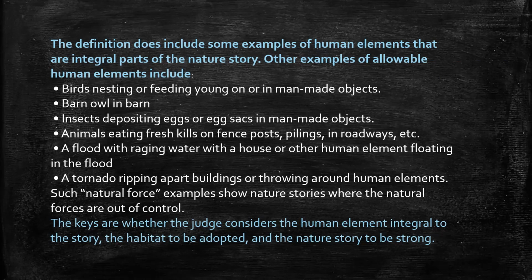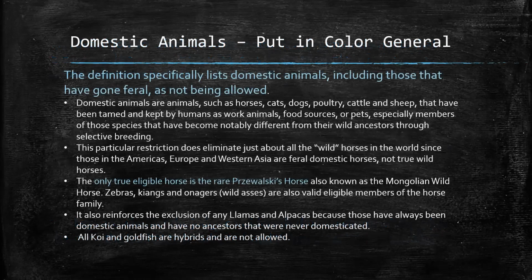So those are acceptable. The keys are whether the judge considers the human element integral to the story, the habitat to be adopted, and the nature story to be strong. So the ospreys that like to have their nests in the tops of buildings, if mom osprey is feeding the babies and the building is in the background, that's acceptable because that's where the ospreys live or have decided to live. All right, so domestic animals.